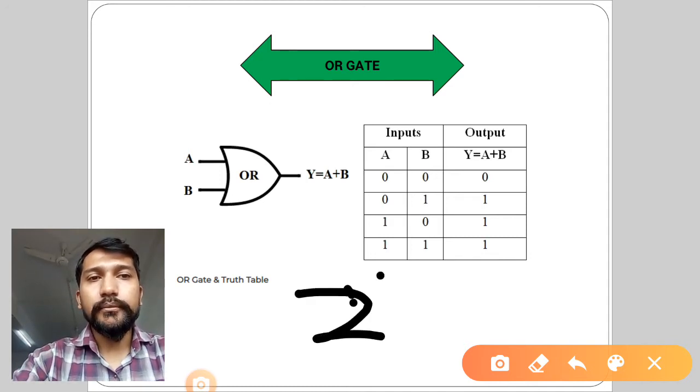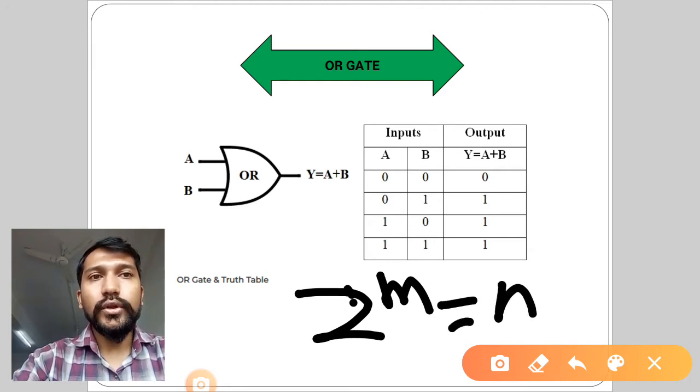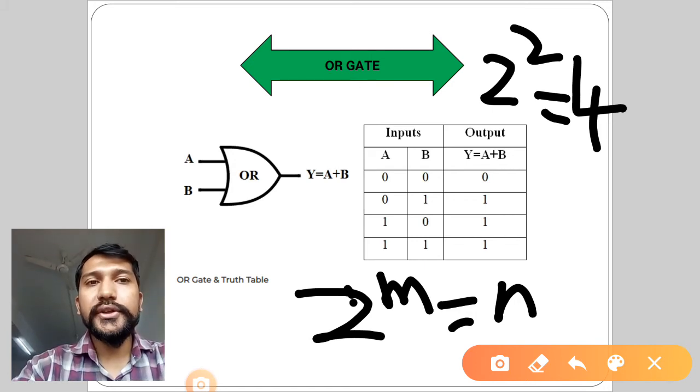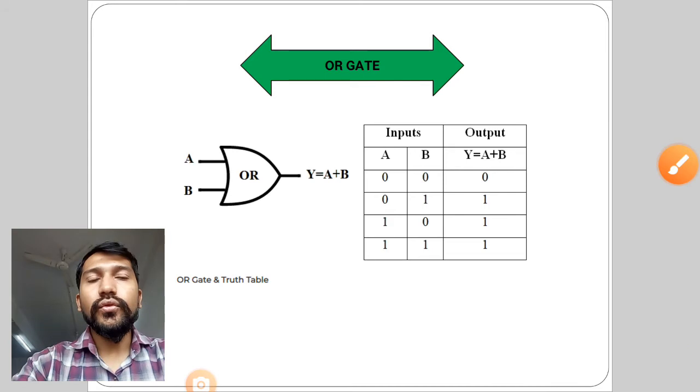According to the formula, 2 raised to m is equal to n. M will be considered as the input. How many inputs are there? 2. So 2 raised to 2 is equal to 4. So with 2 inputs I will have 4 combinations. So I have to make 4 combinations of 0 and 1. Why 0 and 1? Because logic gates only understand zeros and ones.